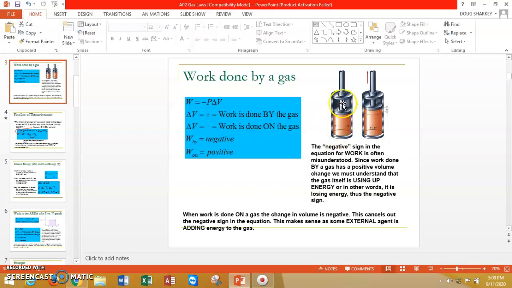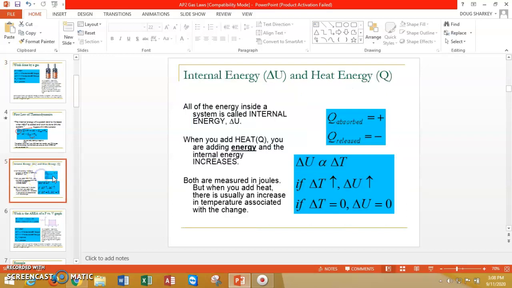Now, if this piston is able to move, and if we add enough heat, it may be forced up, the gas does work, and then it will lose energy at that point. So you got to be real careful about what you're talking about. Okay.